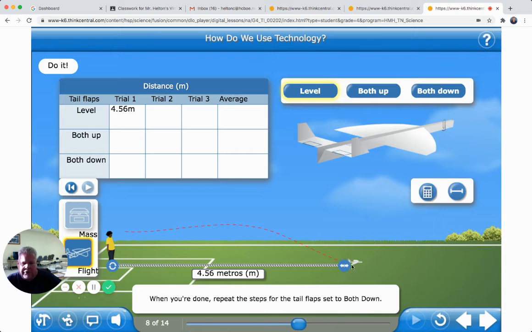Okay, so a little bit farther that time. Like 4.75 meters. Okay, we're set. But one more time level. That wasn't a very good one, was it? That flew the least distance. 4.31 meters.